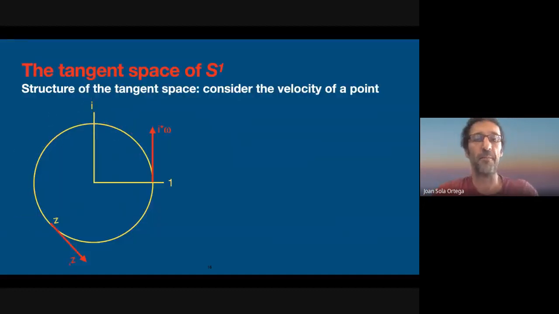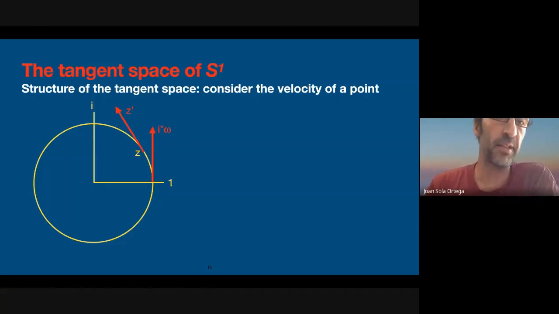Okay, so let's talk about the tangent space of S1, just to ground these concepts a little bit. Let me play this animation for a second time. So if you have a point moving on a unit circle, okay, it has to move on this circle. And so the velocity of this point is a vector tangent to the circle, right? The velocity of z, it should be z dot, but here it is z prime, but it's z dot. It's the derivative of z with respect to t. It's tangent to the circle.